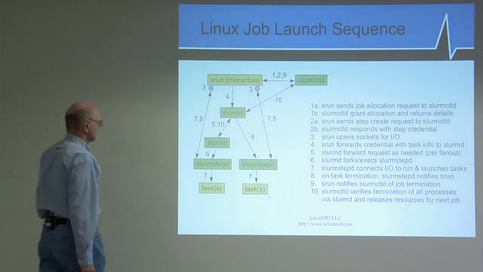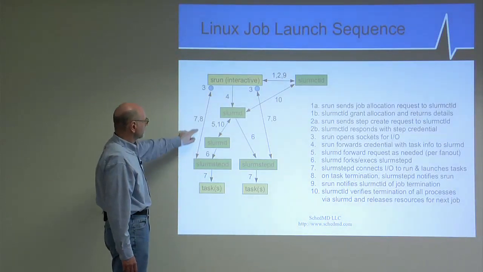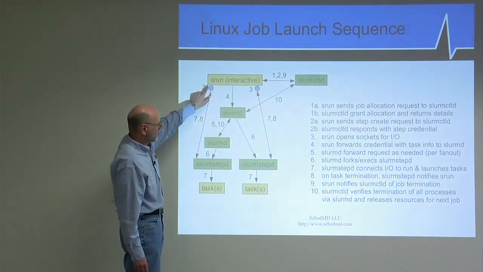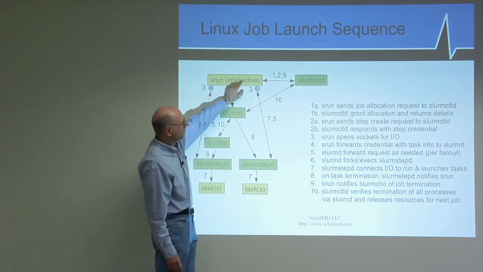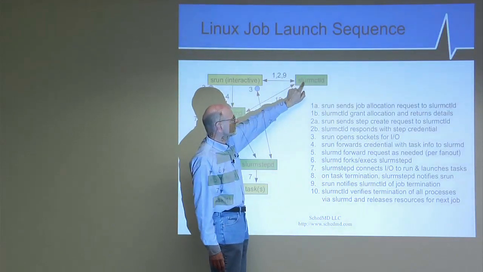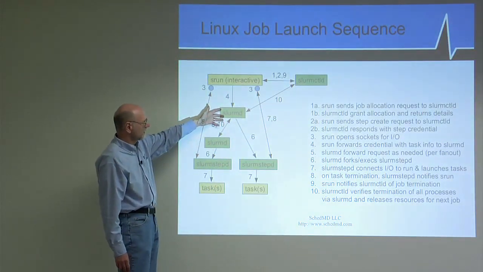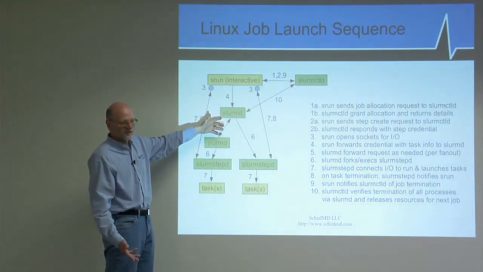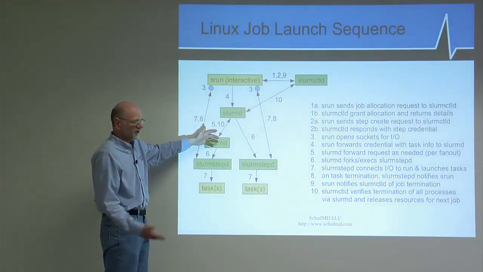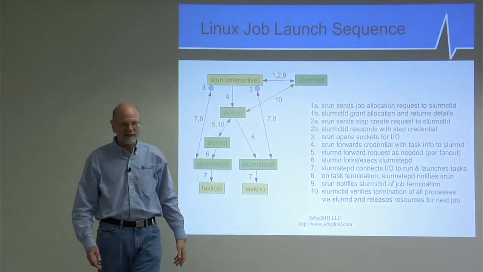When the task completes, the stepd notifies the srun, and the srun notifies the Slurm control daemon. Only at this point does the Slurm control daemon actually talk with any of the compute nodes and say, this job is done, run the epilogue, make sure all the processes are gone, and when they're gone, I'll reallocate the resources.